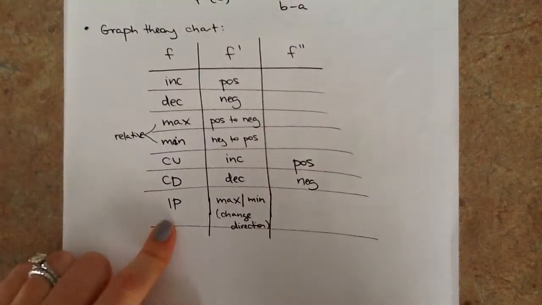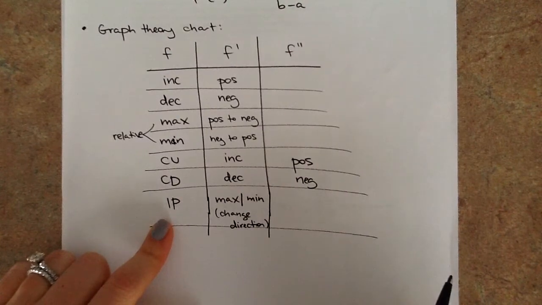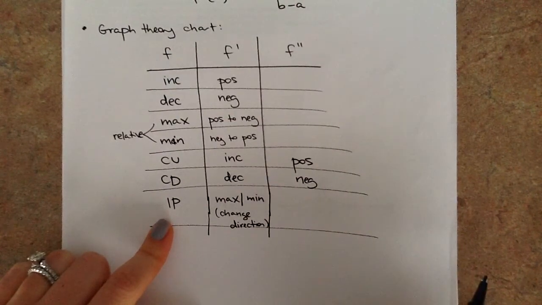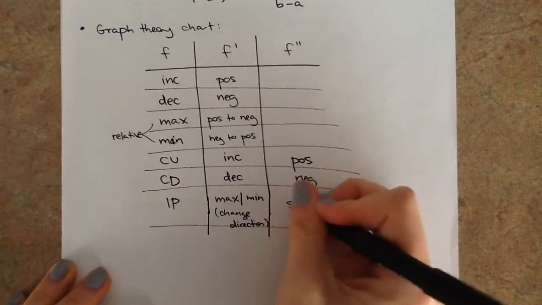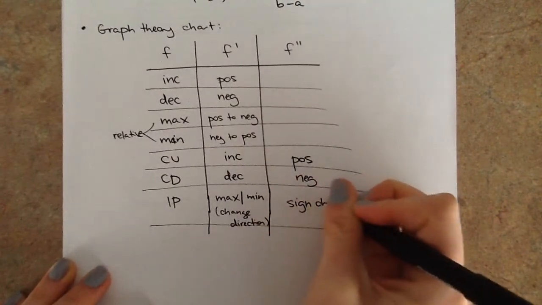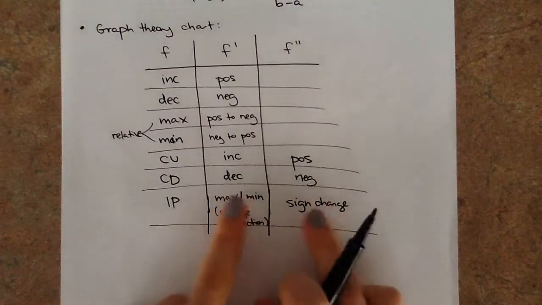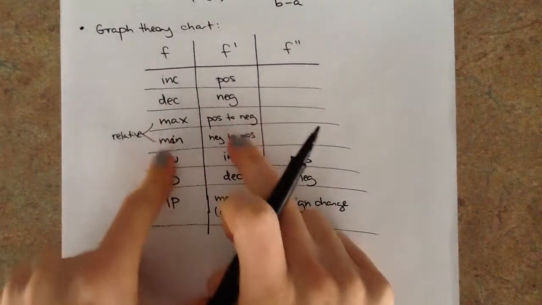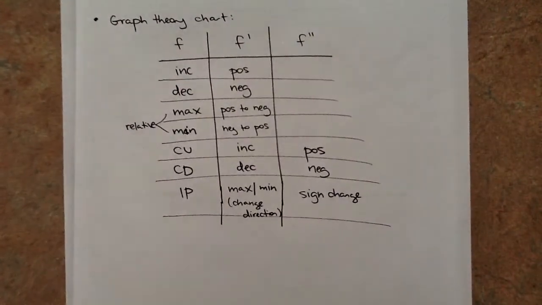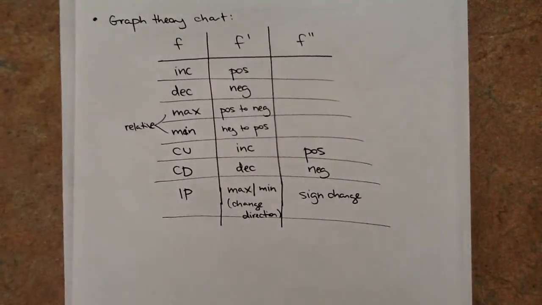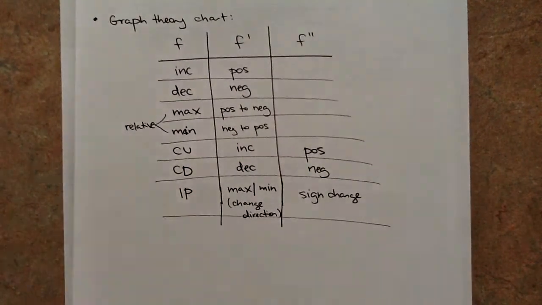And then if f has an inflection point, what will you see in f double prime? Change in, not direction, but sign. Either sign change. Like I said, we don't give a specific name. Doesn't matter if it's positive to negative or negative to positive. So that this relationship matches up with these two right here. So no specific name given. So this is super, super important. Seven rows, have them memorized. It'll give you a lot of information. Okay, so that's your graph theory chart.